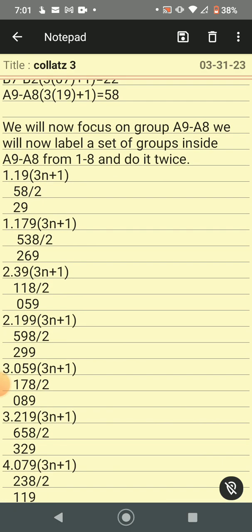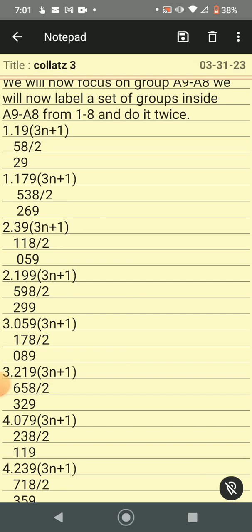So group 1 will have incremental increases of 160. A9, A8, group 1 will have incremental increases of 160 from 19 to 179. Group 2 will have all incremental increases of 160, 39 to 199.